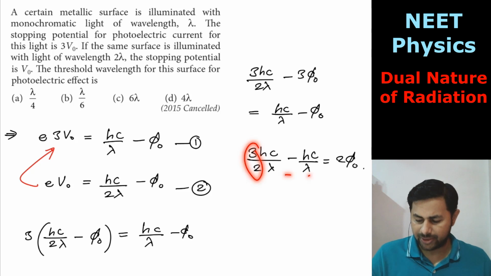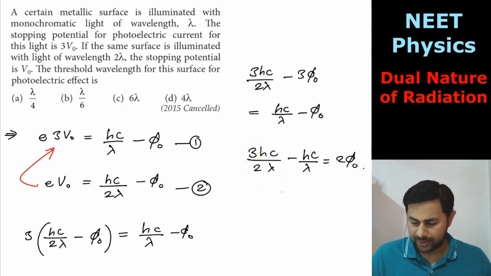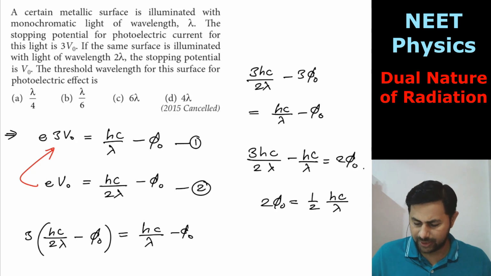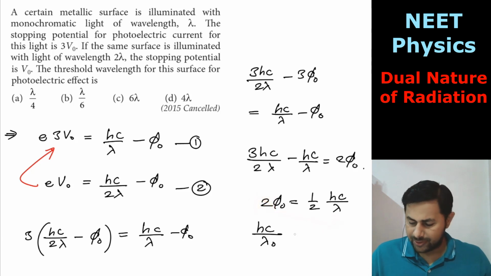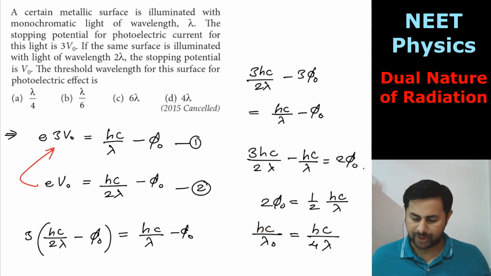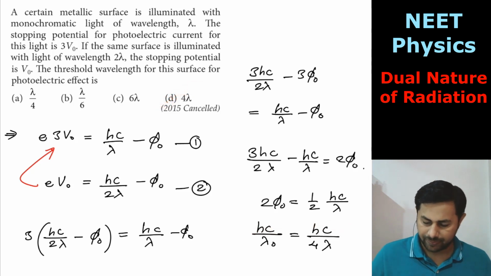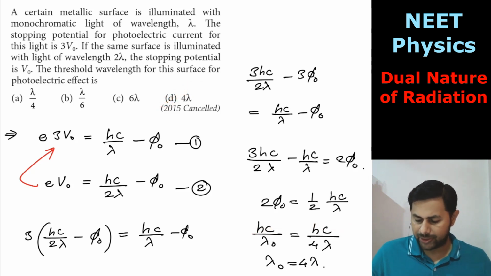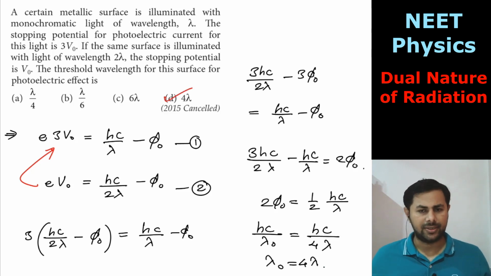This is 3 by 2 minus 1, so that's 1 by 2. 1 by 2 hc by lambda is equal to 2 phi naught. Now write phi naught as hc divided by lambda naught and move this 2 on that side. So that is equal to hc divided by 2 times 2, which means 4 lambda. So hc gets cancelled out, and lambda naught is equal to 4 lambda. That's the answer, option D.